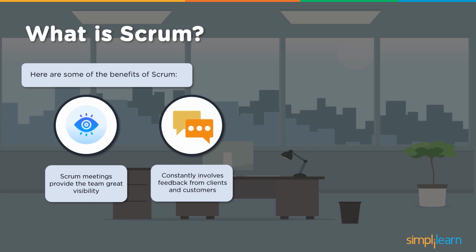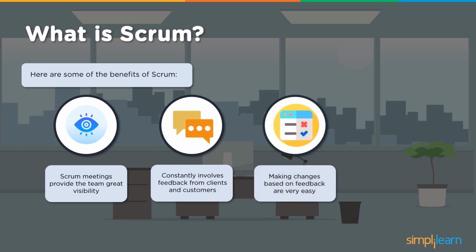Scrum constantly involves feedback from clients and customers. As I mentioned earlier while discussing Agile, active involvement of the customer is very essential. The customer should give feedback whenever a working piece of the application or product is delivered. Only then can we know whether the product or module created has the features and functionality that fulfill the requirement. Making changes based on feedback is very easy because everyone is informed and aware of what is being changed and what needs to be changed.